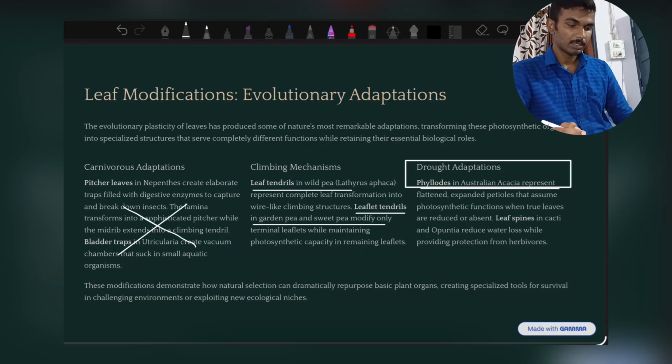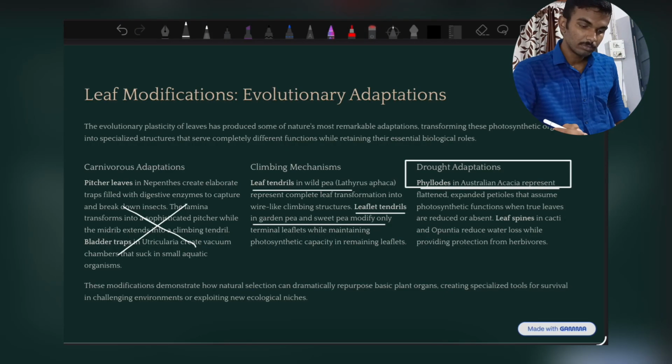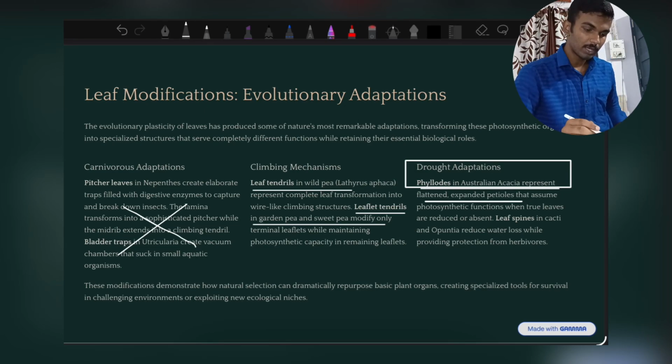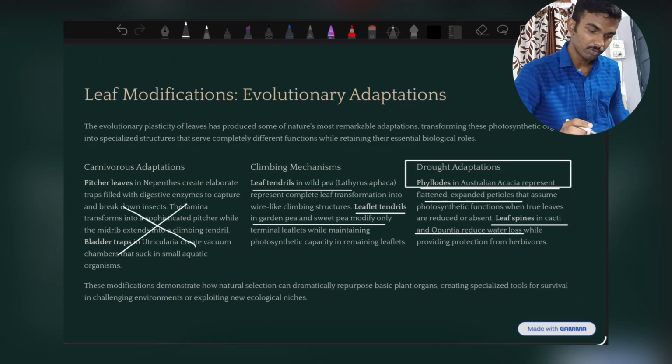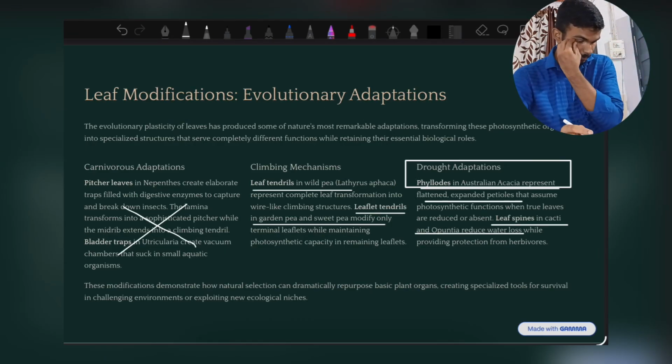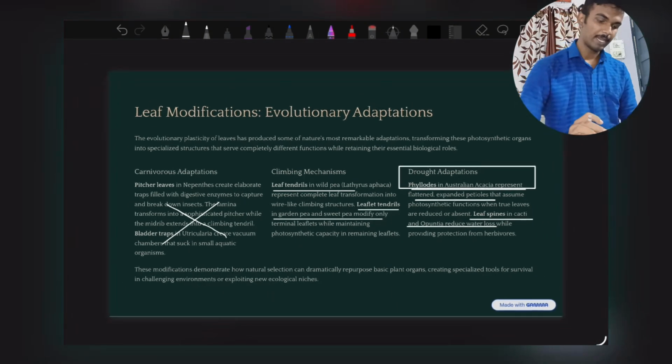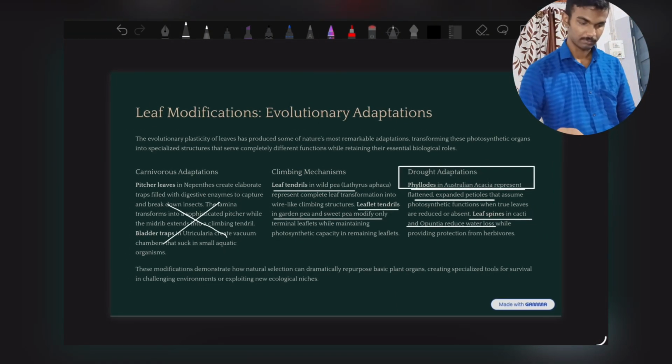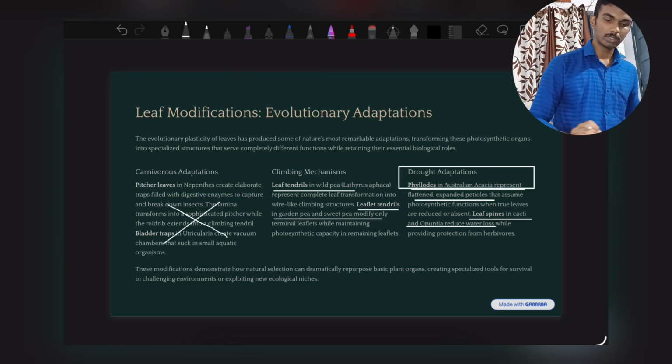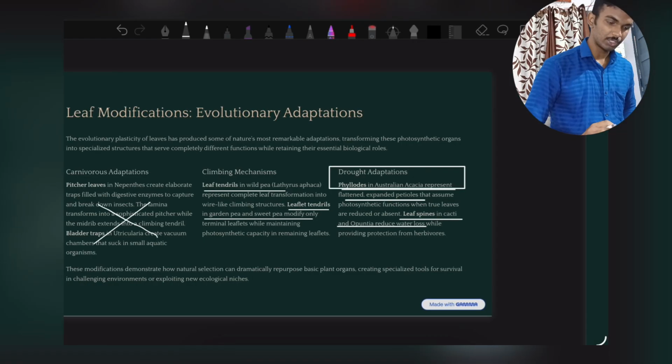Phyllodes in Australian Acacia represent flattened, expanded petioles that assume photosynthetic functions when true leaves are reduced or absent. Leaf spines in cacti and Opuntia reduce water loss while providing protection from herbivores. These modifications demonstrate how natural selection can dramatically repurpose basic plant organs, creating specialized tools for survival in challenging environments or exploiting new ecological niches.